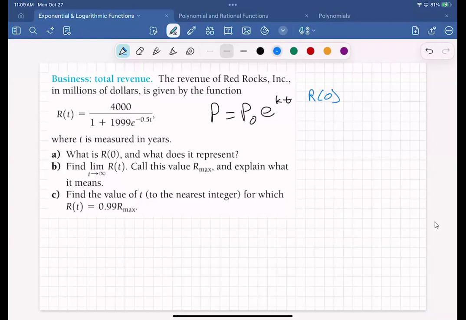So if I plug 0 into my function, are we okay with that being 4,000 over 2,000, or equal to 2? Does everyone know where I'm getting the 2,000 from? The main thing there is just remember anything to the 0 power is 1. So 1,999 plus 1 is where I'm getting 2,000 from. But what does that represent?